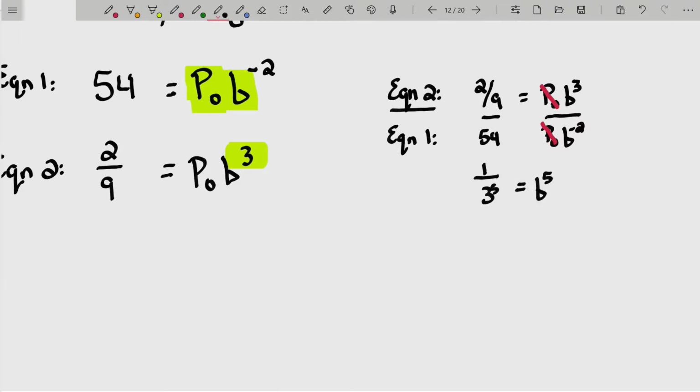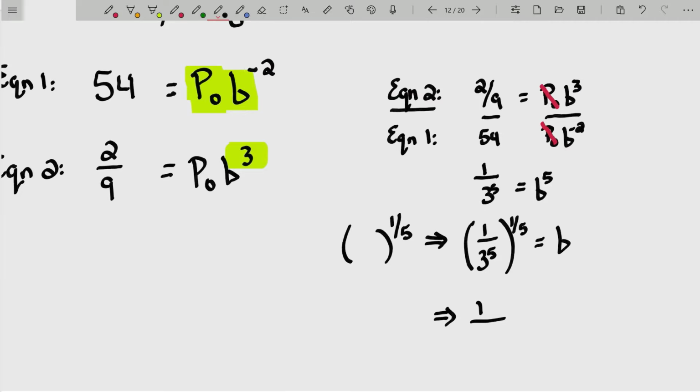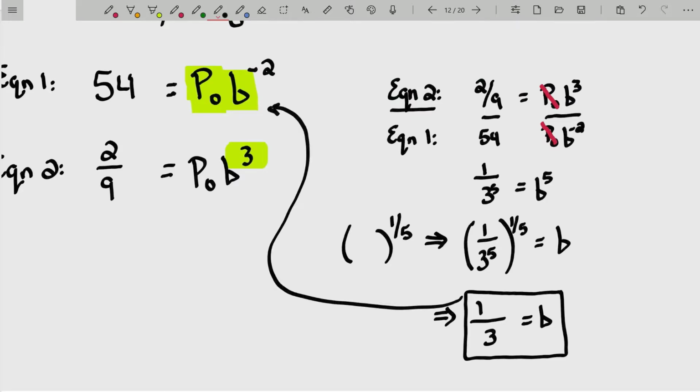Now, to solve for b, the base, I'll raise both sides to the 1/5 power. So I'll raise the left-hand side to the 1/5, and I'll raise the right-hand side to the 1/5 power. The 1/5 power of 1 is just 1, and the 1/5 power of 3 to the 5th is going to be 3. And now I have found my base. The only thing I'm missing at this point is what the initial population is. And you can actually find that using either the first or the second equation. I'm actually just going to plug it in to the first equation just because I want to.